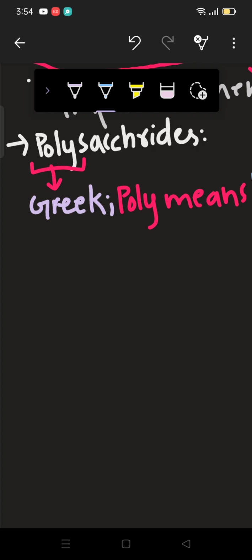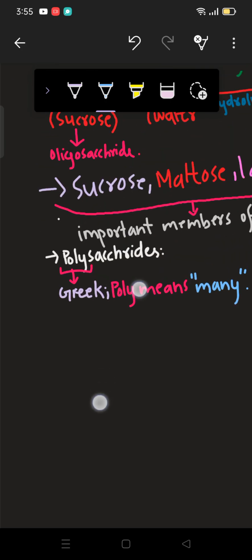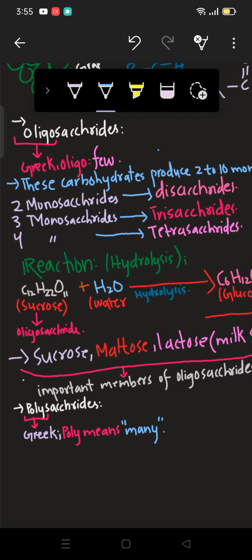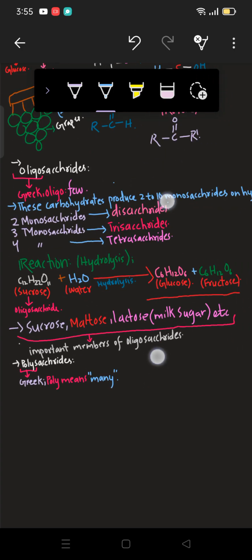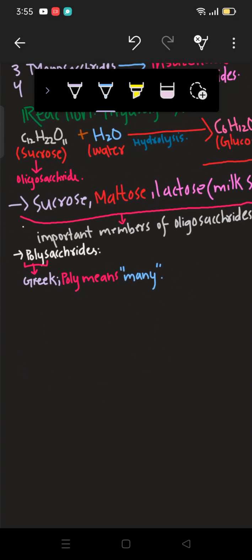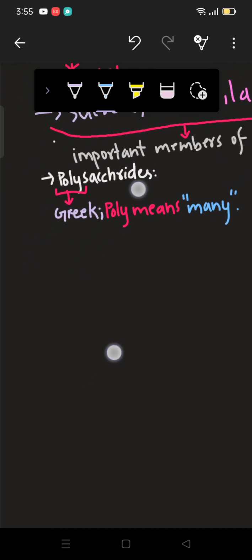What it says is that these carbohydrates produce more than 10 monosaccharides on hydrolysis. When I make this compound react with water, it will produce more than 10 monosaccharides. Oligosaccharides were producing 2 to 9, here I've written 2 to 10, and monosaccharides were the monosaccharides, while polysaccharides will produce more than 10 monosaccharides when I make them react with water. Let me write the definition first.